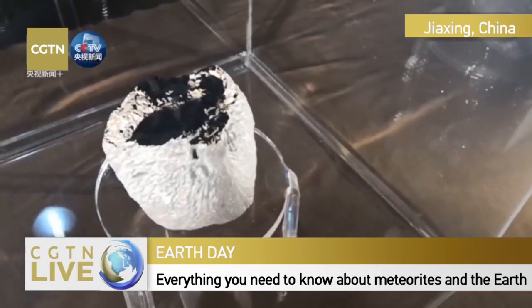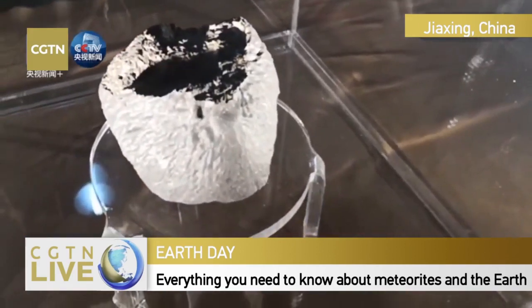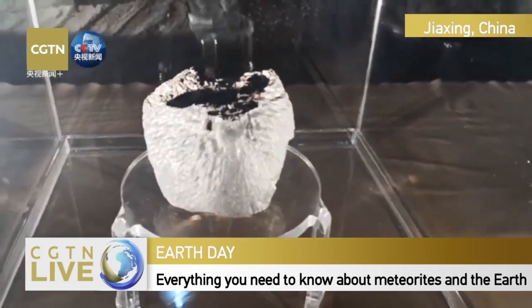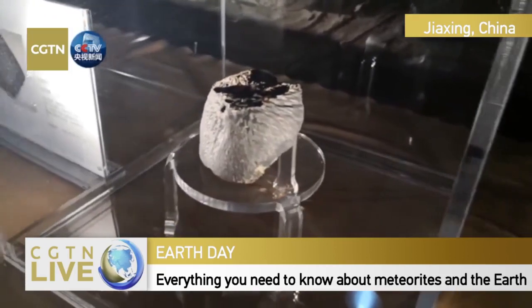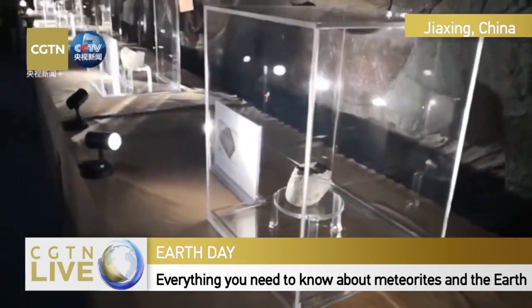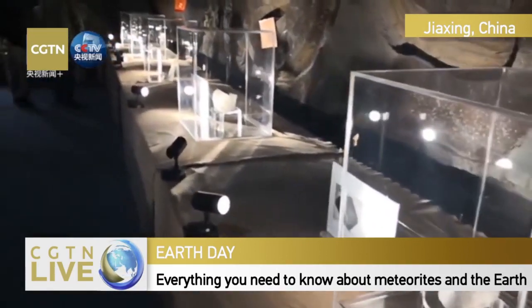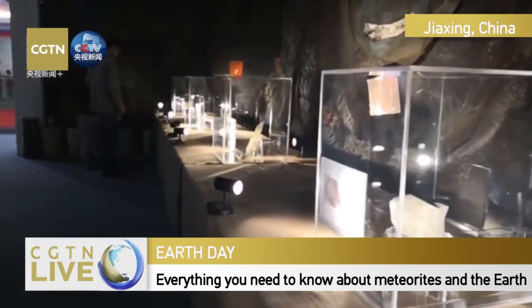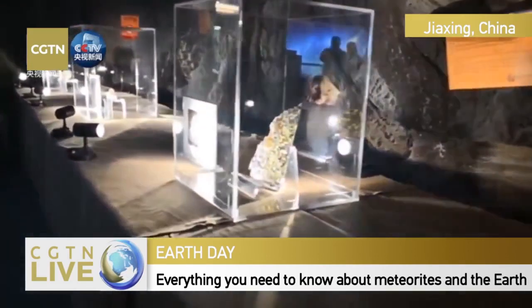We still have different opinions when it comes to the lifespan of Earth. So we only determine the actual length of history of Earth by studying meteorites, and we determine that the age of our planet Earth is around 4.5 billion years. That is the answer given to us by meteorites.